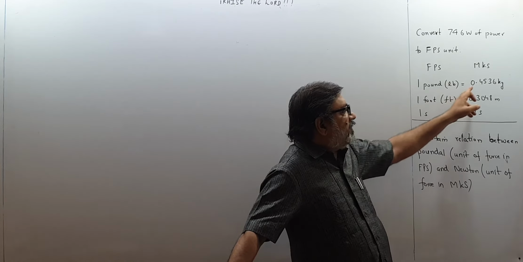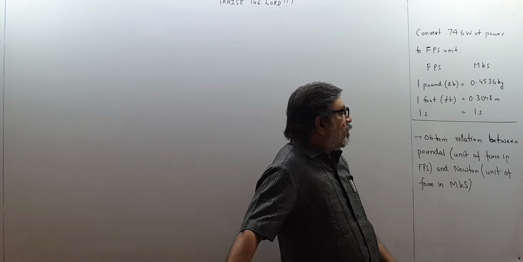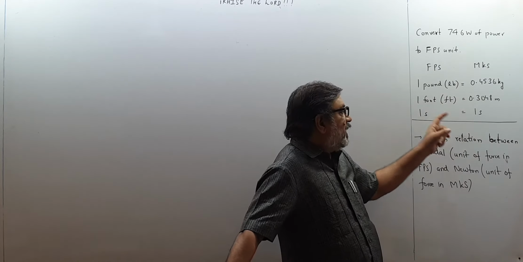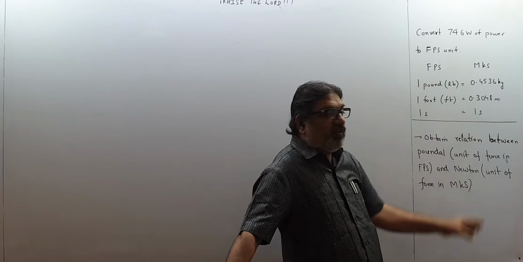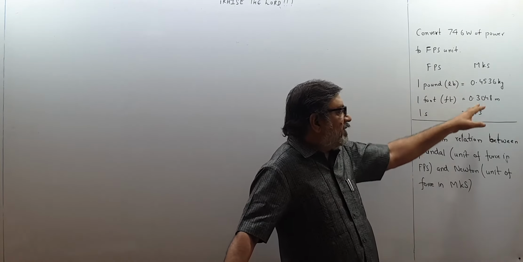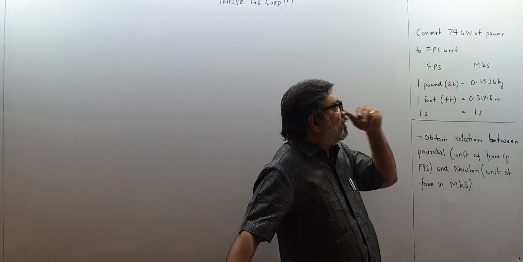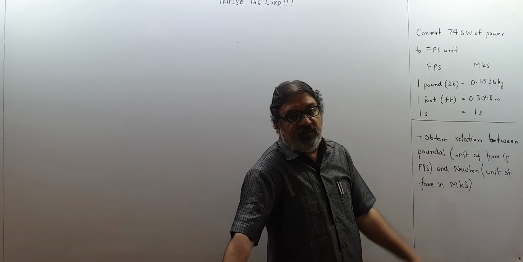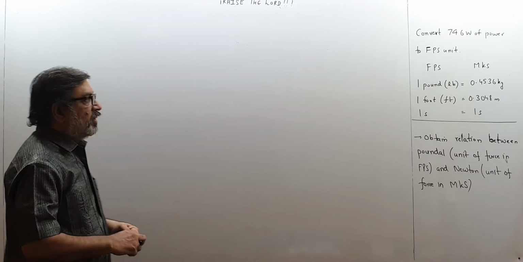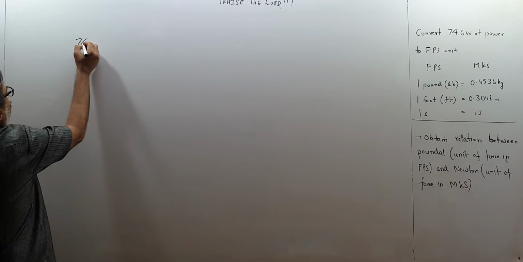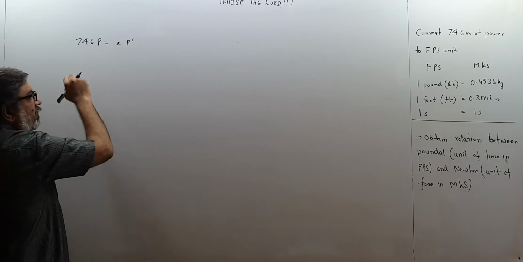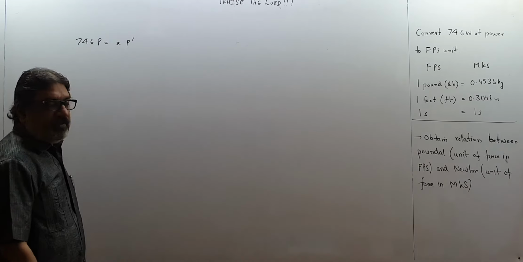So 1 pound mass is 0.4536 kg and 1 foot, FT in short, is 0.3048 meter and 1 second of FPS is 1 second of MKS. These relations are given to us between mass, length and time, between FPS and MKS. Then we want to say how much will be 746 power of SI or MKS in FPS. So supposing you write 746 power, it becomes X P dash. P means SI system, P dash means new FPS system.